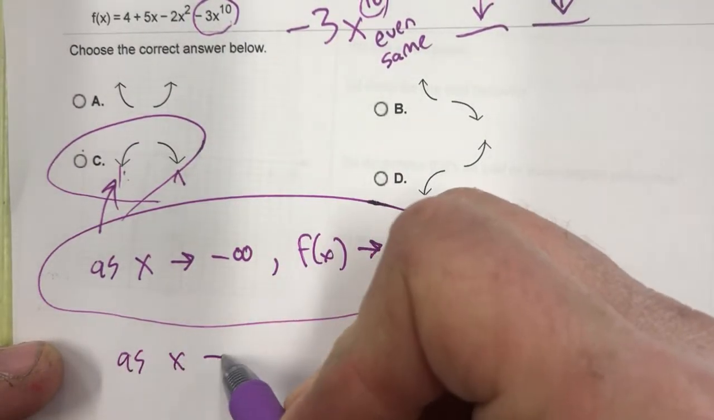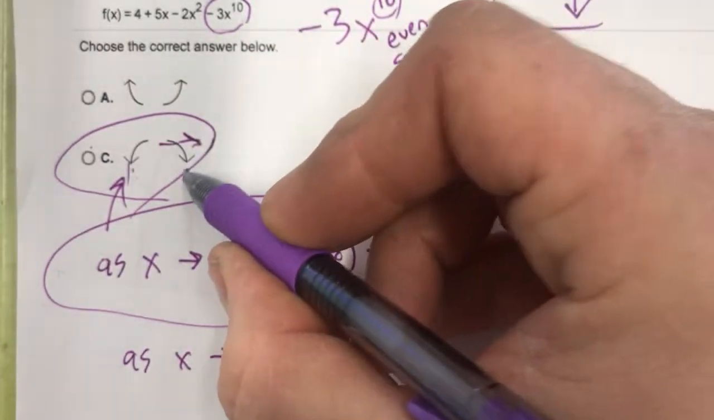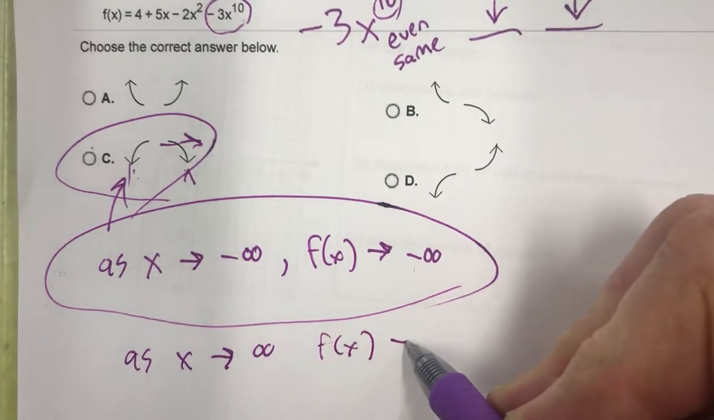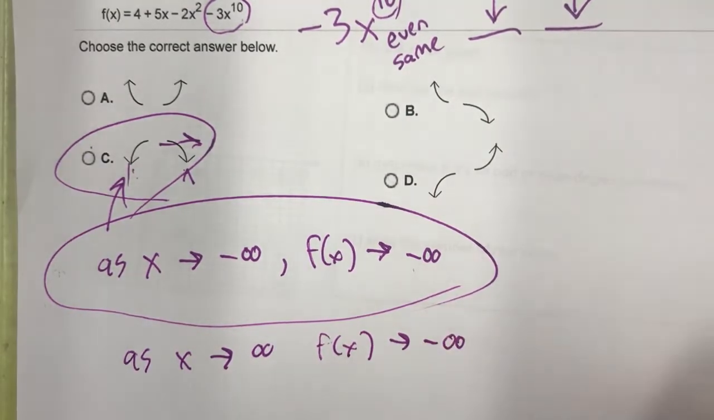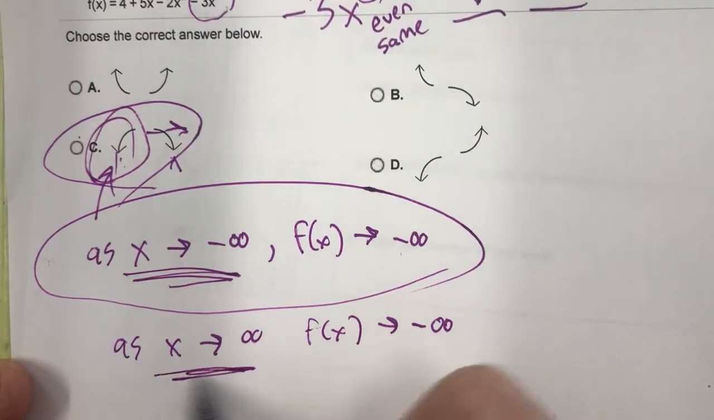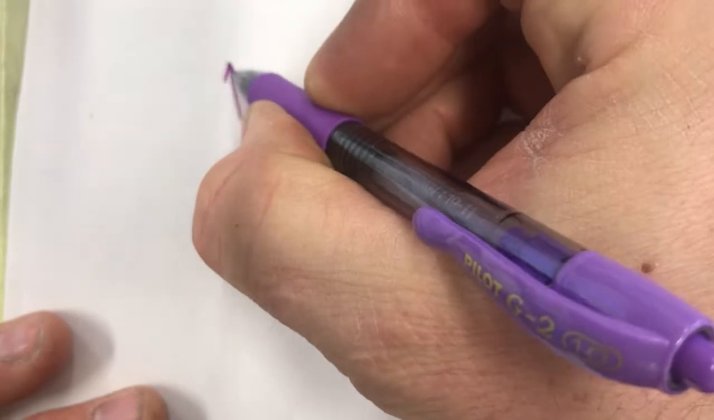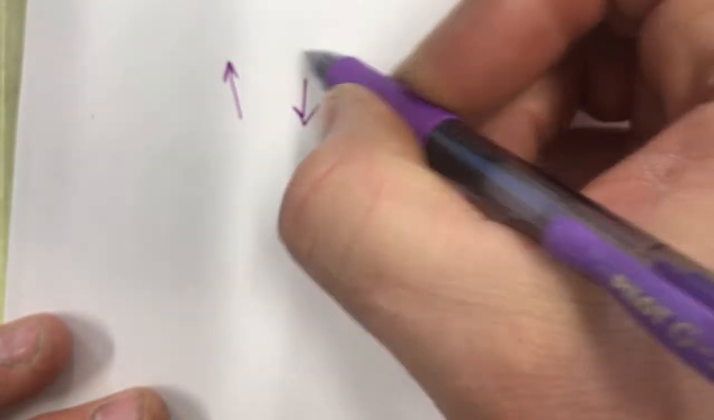And then this side right here, as x approaches positive infinity. As x goes this way, the function is going down, so that means the function of x approaches negative infinity. So as x approaches negative infinity, that's the left side. As x approaches positive infinity, that's the right side. Okay, so let's just do this. Suppose we have one that does this on that side and it does this on that side. Let's say these are my end behaviors.